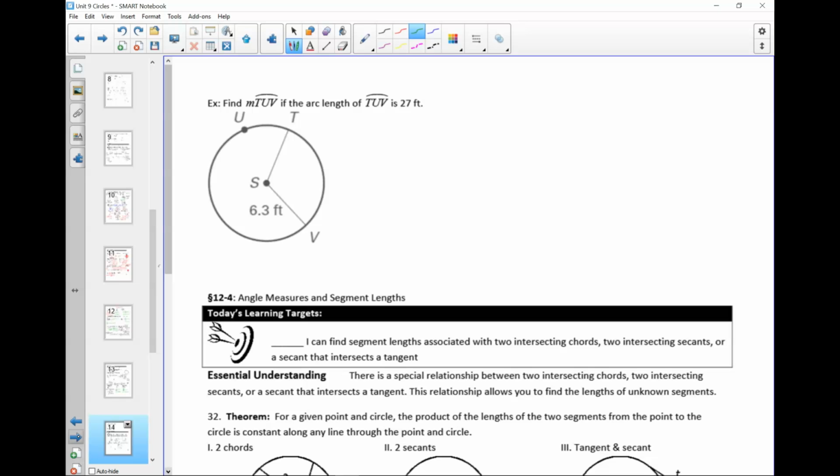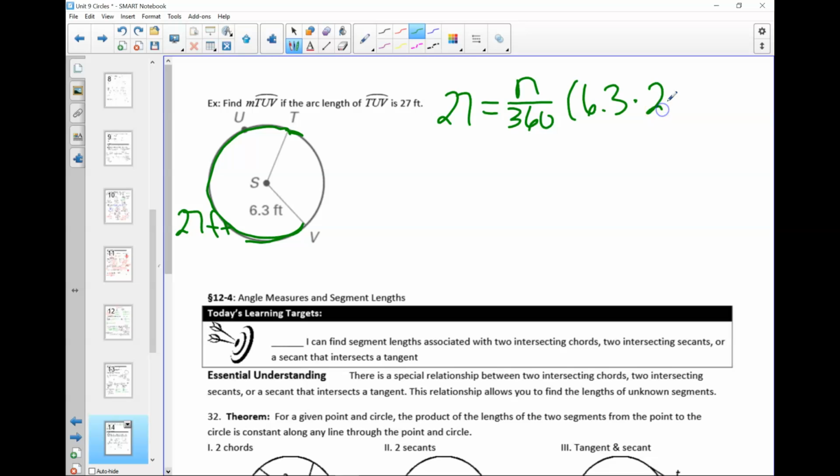And finally, this last one, find the measurement of our arc TUV if the arc length of TUV is 27. So we know that TUV is 27 feet. So 27 equals N over 360 times 6.3 times 2 times pi.